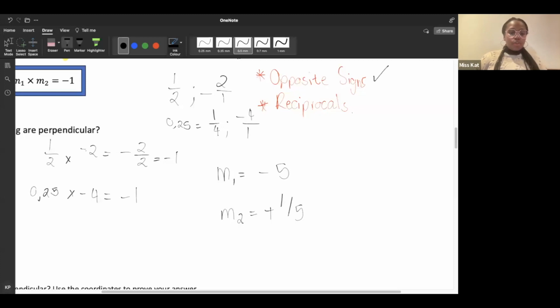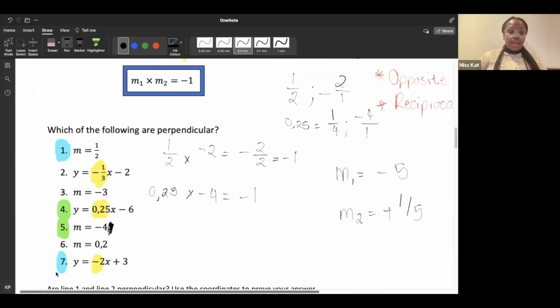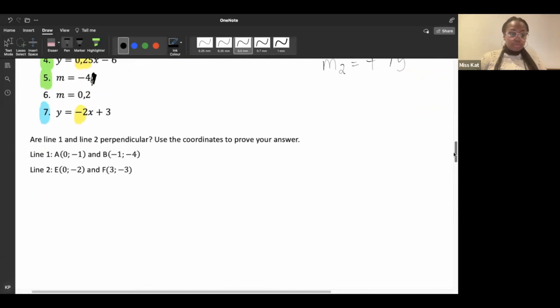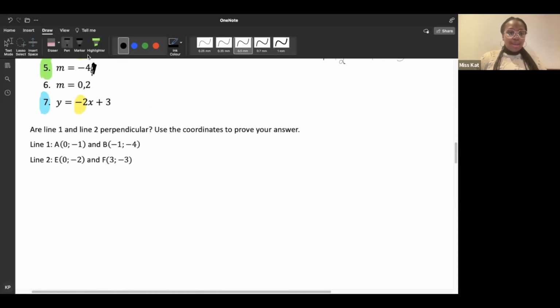Okay. For all of those who are still not quite sure, let's practice. Now I'm asking you, are line 1 and line 2 perpendicular? Use the coordinates below to prove your answer. If they are perpendicular, what are we going to check? If they are perpendicular, how will we know? We're going to check the gradients. Thank you, Emmanuel. We have step 1. So we know we're going to do something with the gradients. What do we want with their gradients?